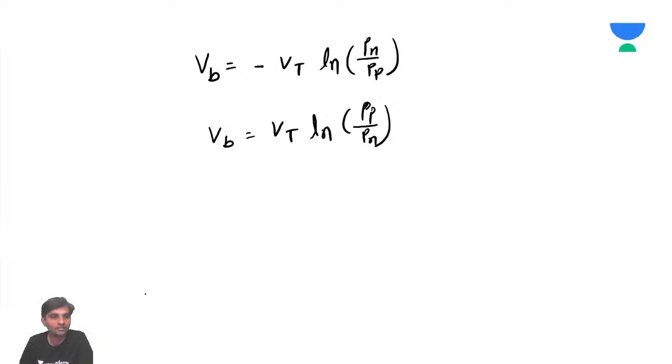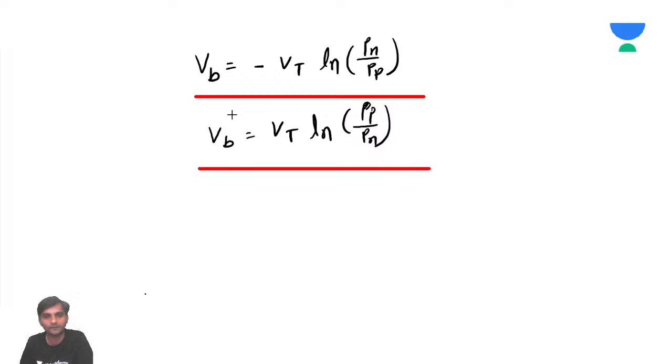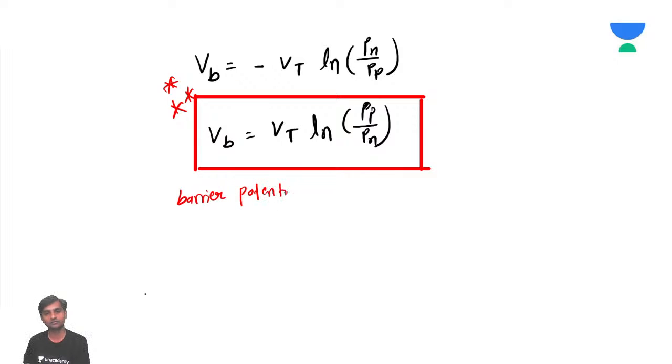This is the expression for barrier potential. It is important to remember, many times problems are asked based on this. So Vb, the barrier potential, is equal to Vt into ln of pp by pn.